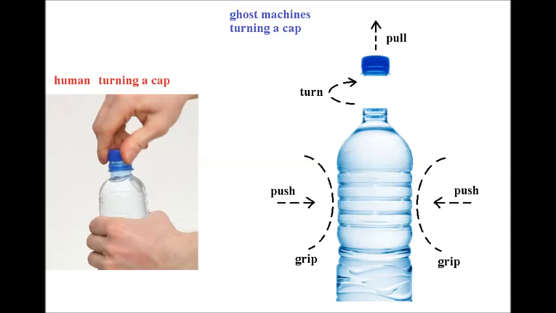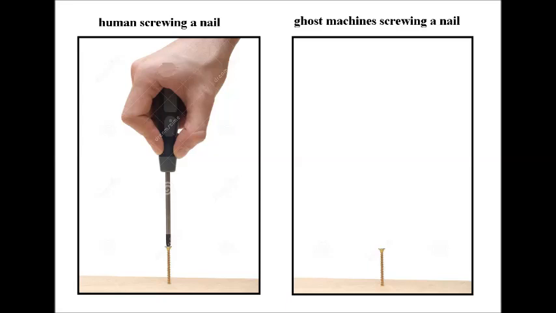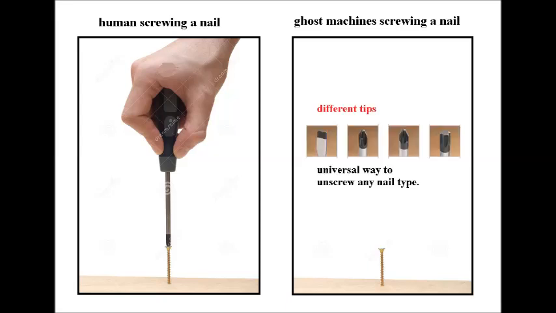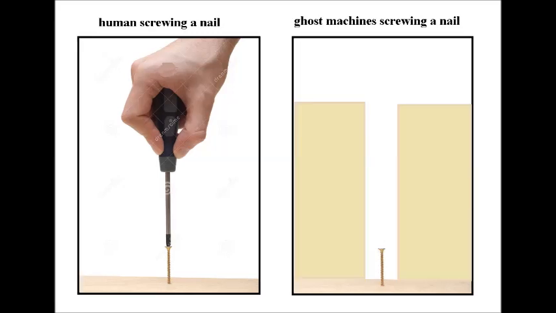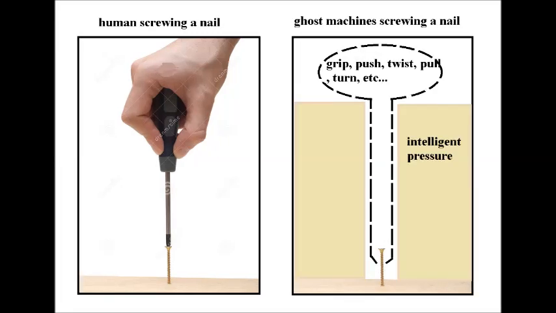The elemental actions are the hold, grip, push, twist, and pull. The supercomputer has to do these elemental actions according to the limited space available. If a goal is to screw a nail, a ghost machine has to do this according to the empty space available. An intelligent force field is created and it can come in different sizes and shapes. This force field can perform the following actions: hold, grip, push, twist and pull the nail.